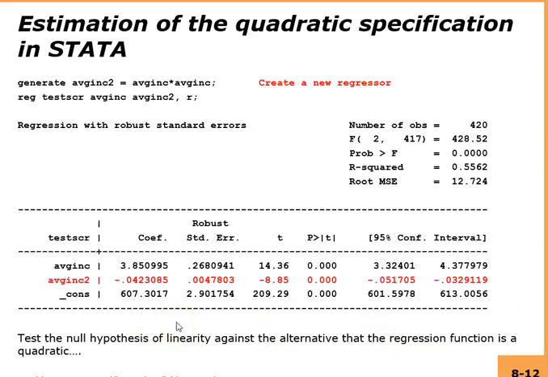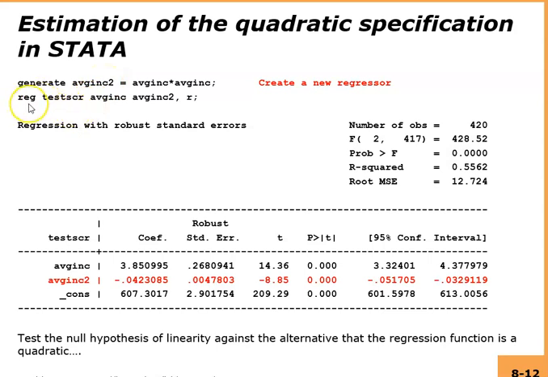So how do we do that in STATA? You can simply calculate a new variable. For example, if your variable for income is AVGINC, you can create a variable AVGINC2, which is basically the square of AVGINC. AVGINC is being multiplied by itself, meaning this AVGINC2 is the square of AVGINC.